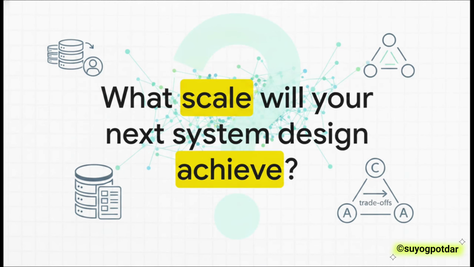And there you have it, from a simple client-server ping all the way to a load-balanced, microservice-driven, globally cached architecture. Mastering system design isn't just about memorizing lines of code. It's about deeply understanding the core trade-offs between consistency, availability, and scale. So I want to leave you with this provocative thought. Armed with these 30 concepts, what incredible scale will your next system design achieve?